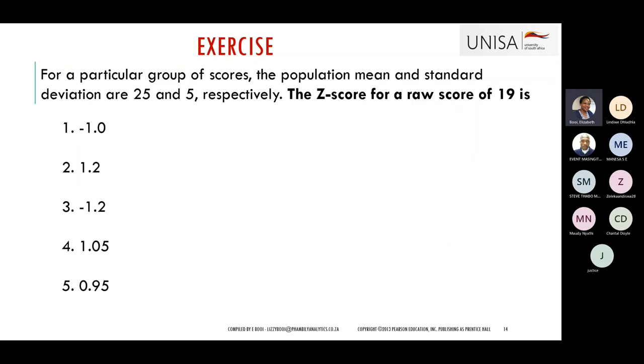This is your exercise. For a particular group of scores, the population mean and the standard deviation are 25 and 5 respectively. So therefore it means 25 is the population mean and 5 is your standard deviation. The z-score of the raw score of 19 is, so here they're giving us our x is equal to 19. So they're asking you to calculate z. Since we're still learning, I'm going to give you the formula and you do the calculation. So we know that this is our mean and this is our standard deviation. Should be easy and quick to calculate.